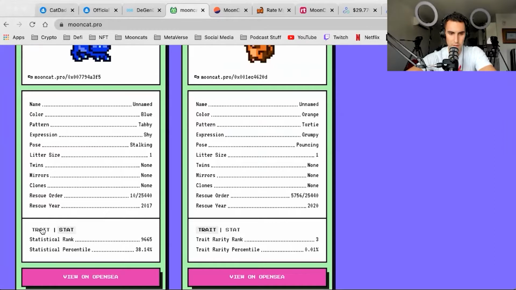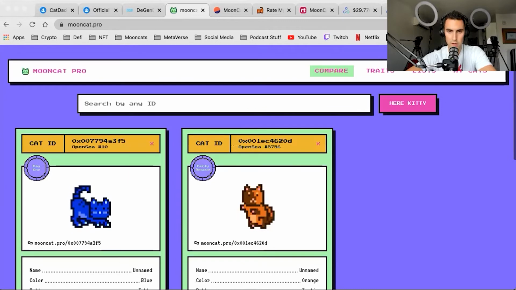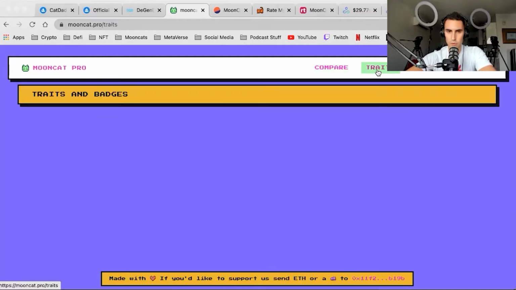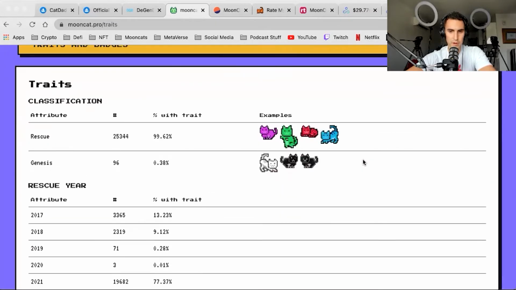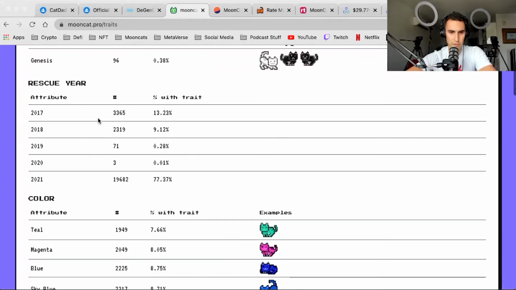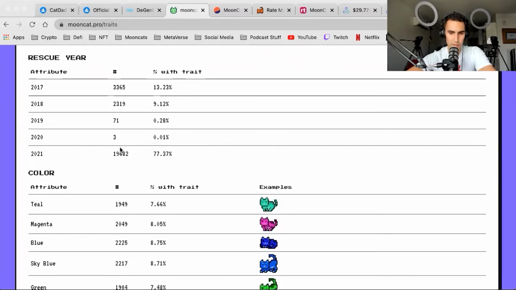There is a various difference, which if you go into the interview with Pondaware, Midnight Lightning explained the difference between these two. So there is the trait rarity. One of the other ones, also on this as well, there's some cool trait lists, which you can see breaks it down. Genesis 96, the rescue years as it shows 3365, and it becomes more minuscule until the rediscovery.